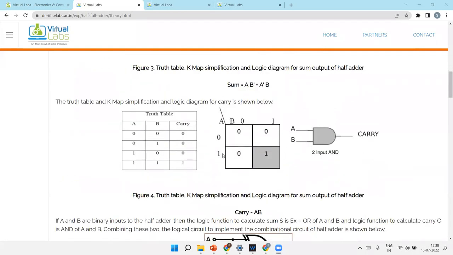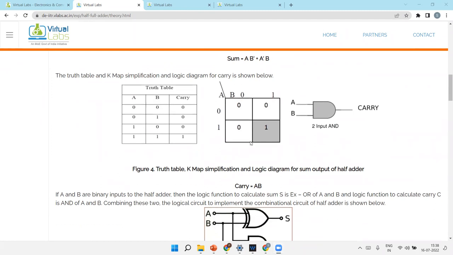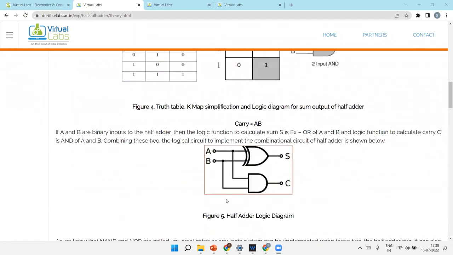The same method, we will solve the equation of carry: 0, 0, 0, 1. So this equation is A into B. So sum is A B bar plus A bar B, or you can say A XOR B, carry is A into B. So this is the symbol of the XOR gate, sum A XOR B, carry A into B. This is the half adder using XOR gate and AND gate.